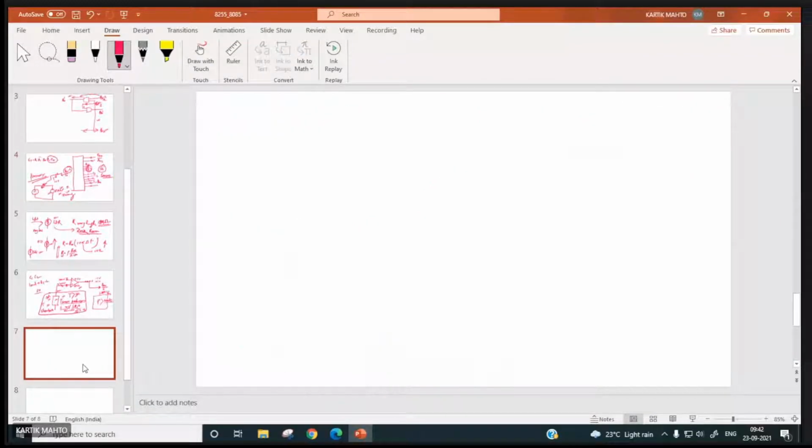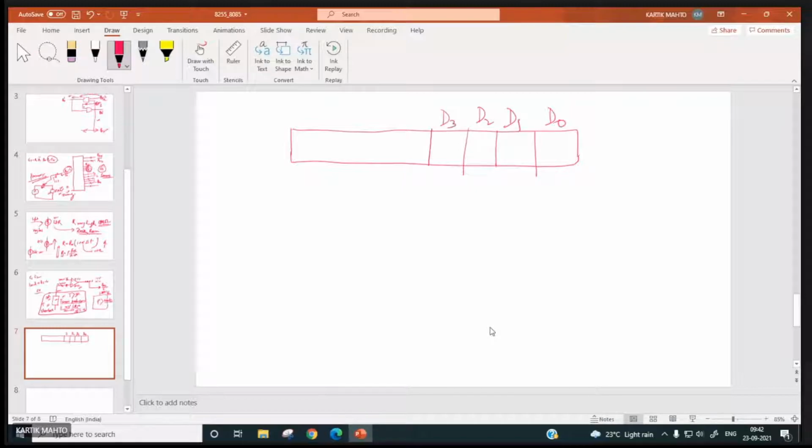Now let us come to this control word, because this is very, very important. You need to remember this in order to do the programming. Right. So the control word of 8255 is of 8-bit length. In fact, in 8085, most of the control words are of 8-bit length. So you need to write D0, D1, D2, D3, D4, D5, D6, D7.